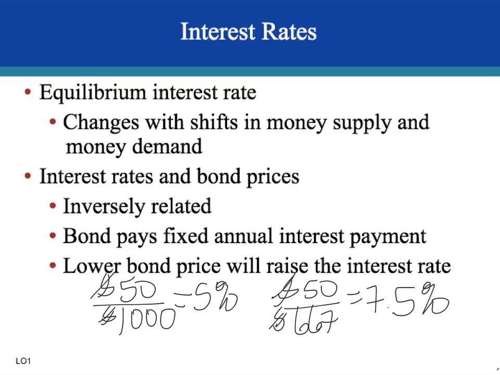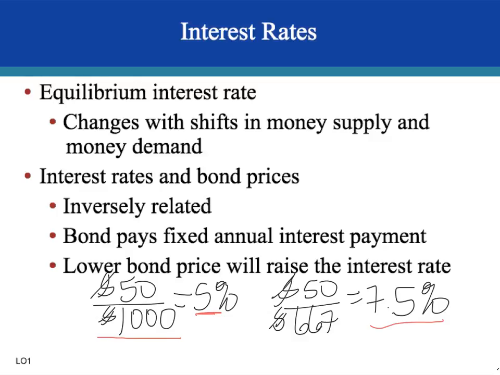They are inversely related, so the higher the bond price is, the lower the interest rate is, and vice versa. A bond pays a fixed annual interest payment. Let's say this bond pays $50 in annual interest payments. If the bond is $1,000, then the interest is 5%. But if the interest rate were to go up to 7.5%, then the $1,000 bonds aren't really sellable anymore. They're not tradable because it looks like they're only giving a 5% interest.